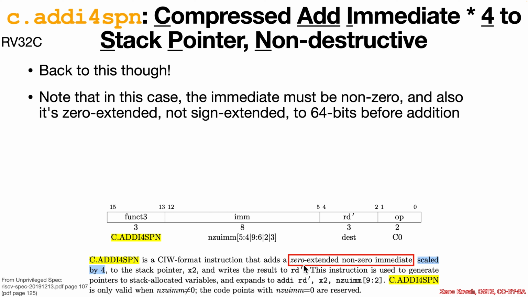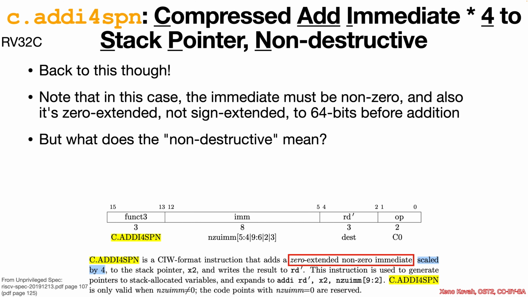So we've got the 0 extended non-zero immediate. So it's telling you can't encode a 0 here, otherwise that's going to be considered invalid. And it's also unsigned or 0 extended. So it is 0 extended before you add it to the stack pointer register, and before it's placed into the destination register.